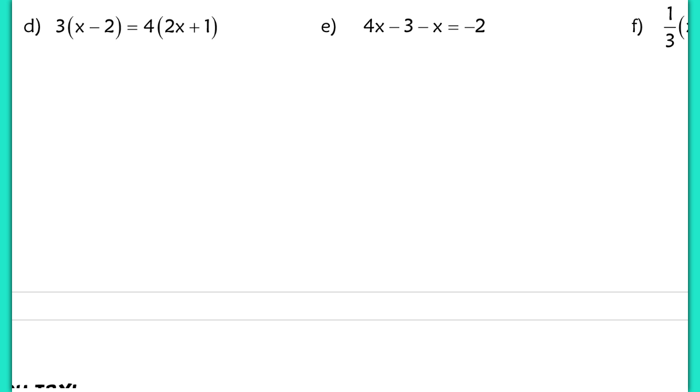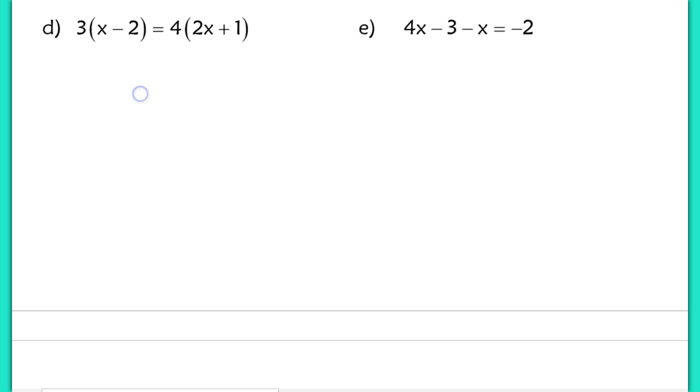Okay, part D here is even trickier than the last one because we have two parts that have the distributive property. So on the left-hand side, I'm going to work to distribute this 3 to both of these terms, and then I'm going to do the same thing with the 4 to these terms here. So I start by just distributing.